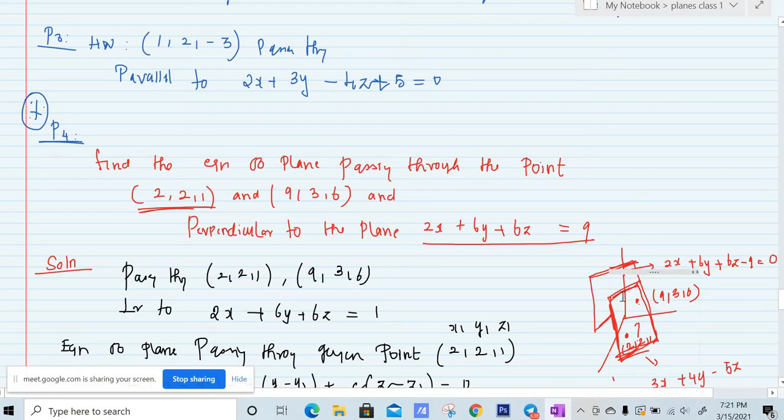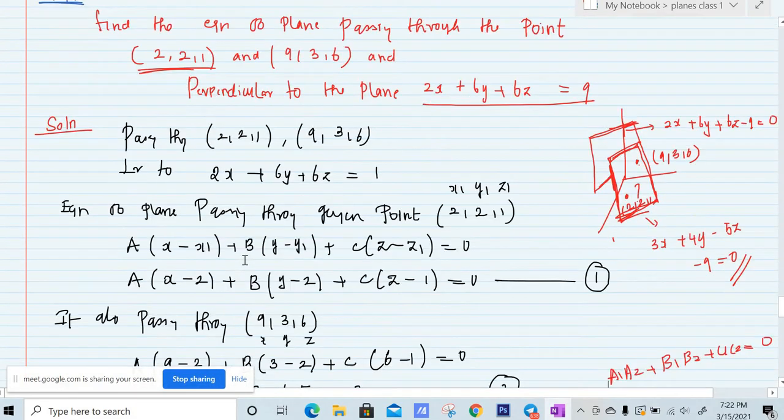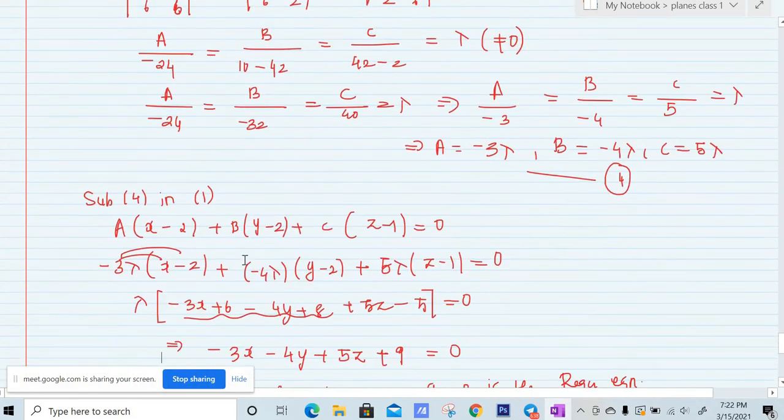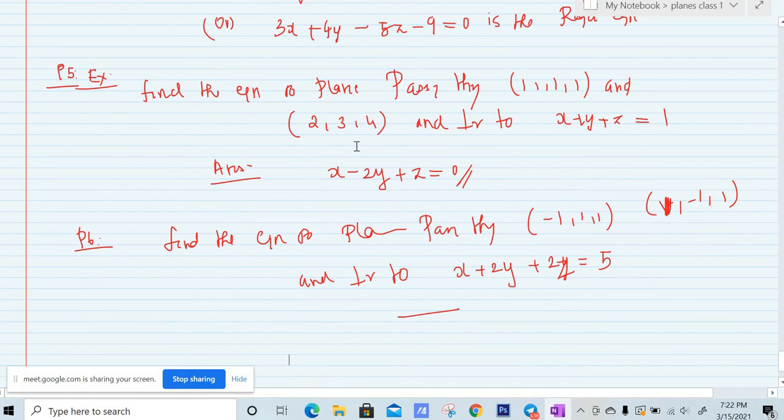So these two planes are perpendicular. Also, this plane has to contain these two points, that is (9, 3, 6) and (2, 2, 1). So we have solved this problem also, and then I have given some exercise problems for you based on finding the equation of a plane passing through two points and perpendicular to another plane.